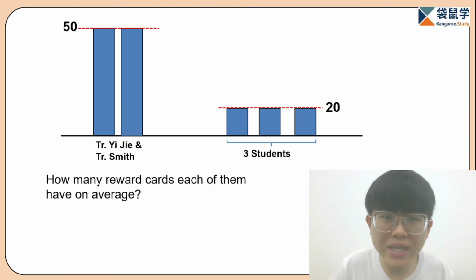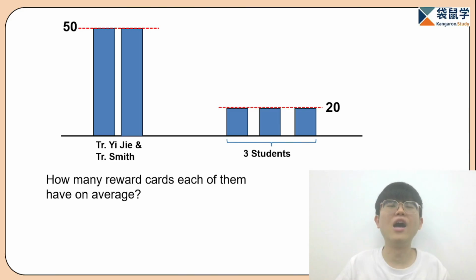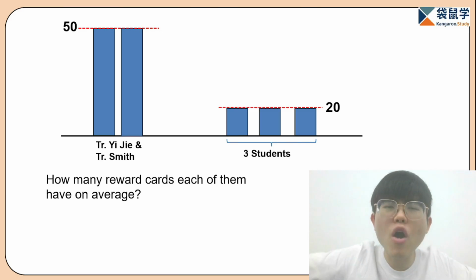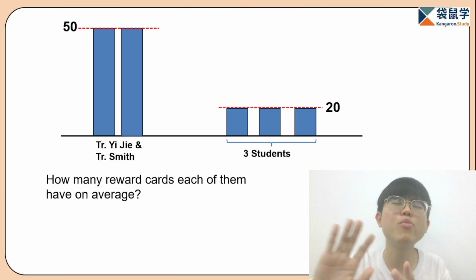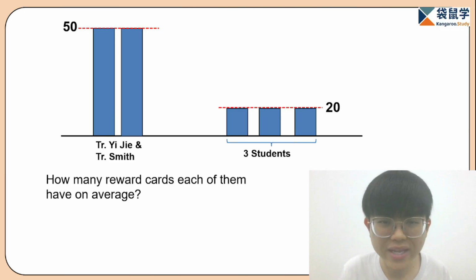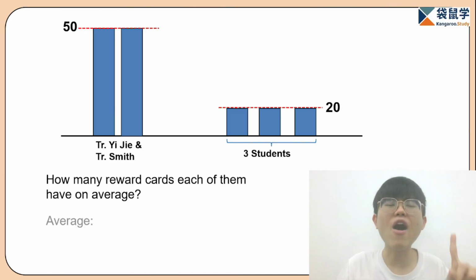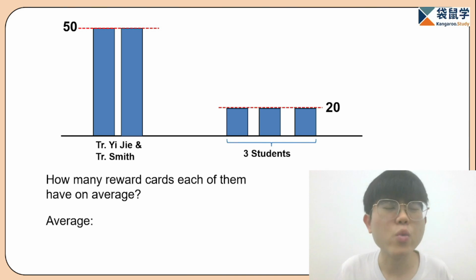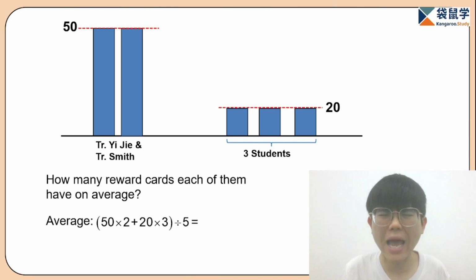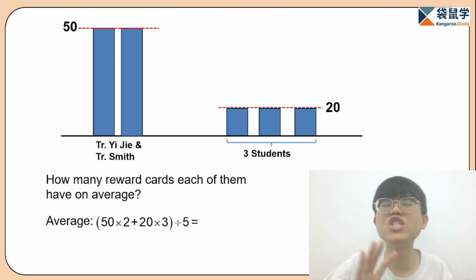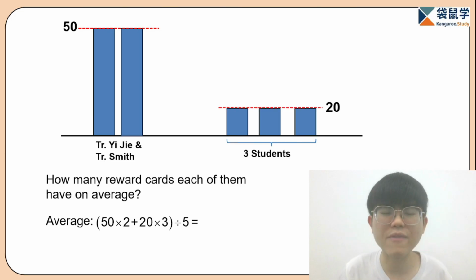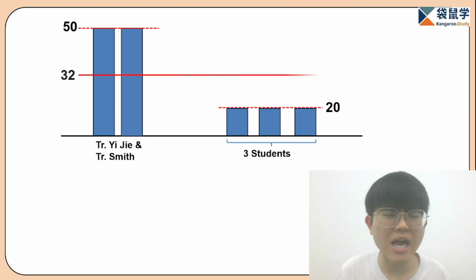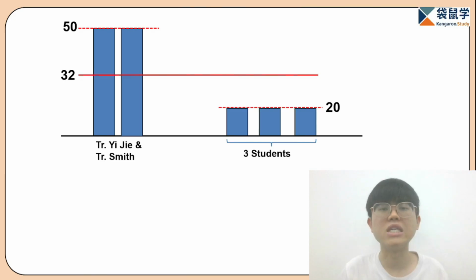How do we want to calculate this? So we know that to find the average, we can first add up all of our reward cards, then we just distribute back to each and every one of them. In this question, we sum up all of the reward cards, which is 50 times 2, plus 20 times 3. We add them up, and we distribute to the 5 people here. So we divide by 5, we get 32. So in this question, the average of all of them is 32.